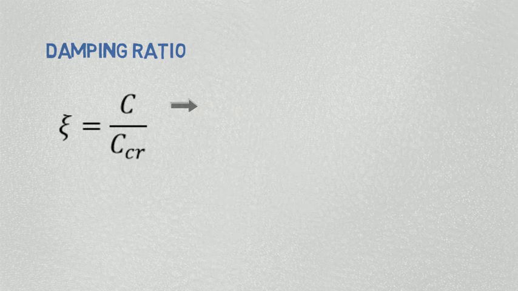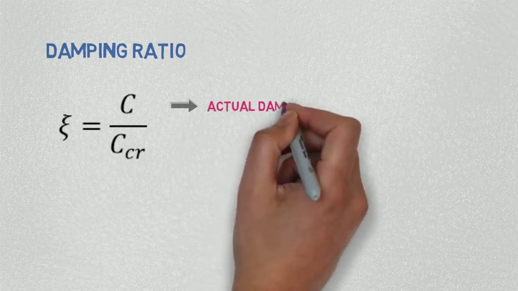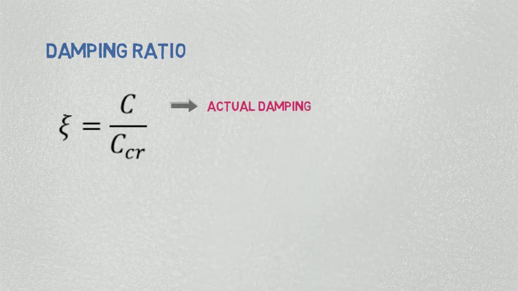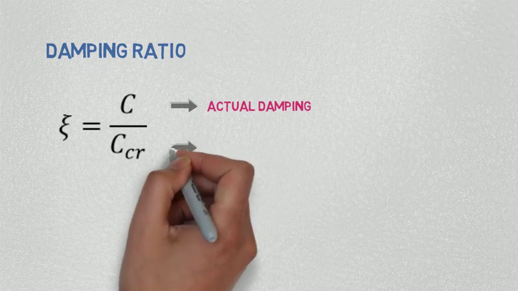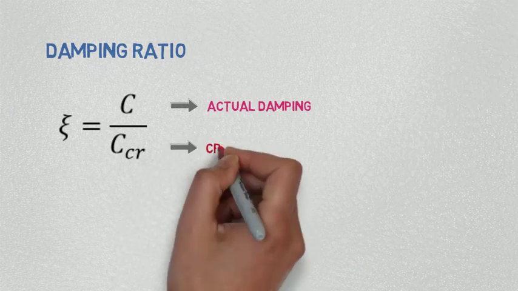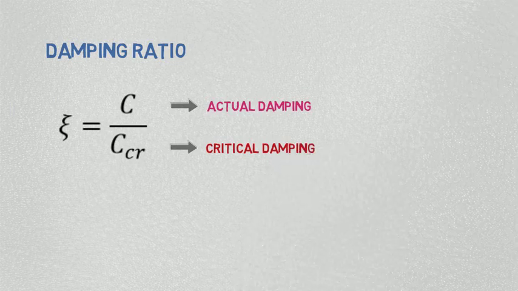Next, let's take a look at the damping ratio, where zeta is equal to C over Ccr, where C is the actual damping and Ccr is the critical damping.